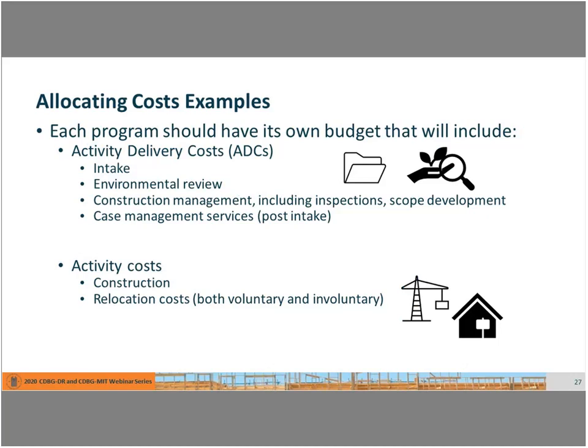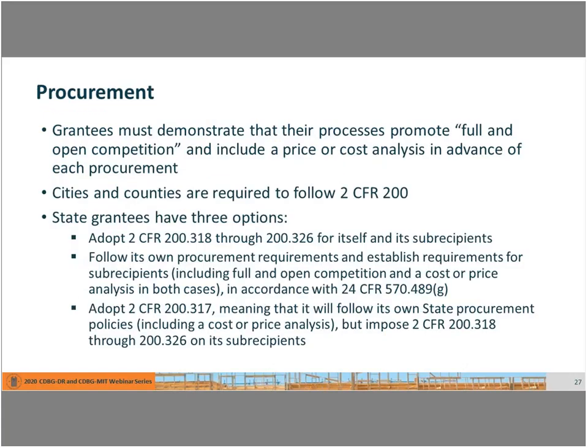This slide gives you some examples of how costs can be allocated. Each program that you design is going to have its own budget that will include both activity delivery and direct costs. Again, these are examples of typical activities involved in a homeowner rehab program and how they are categorized. So your intake activities, your environmental review, construction management, inspections, case management, post-intake are all activity delivery. Construction and relocation costs, both voluntary and involuntary, would be direct costs to the program.